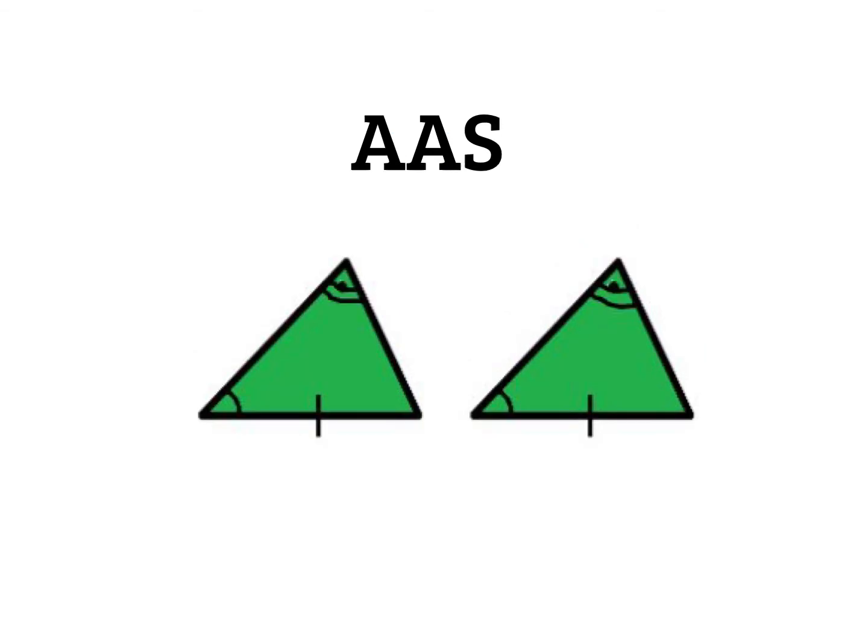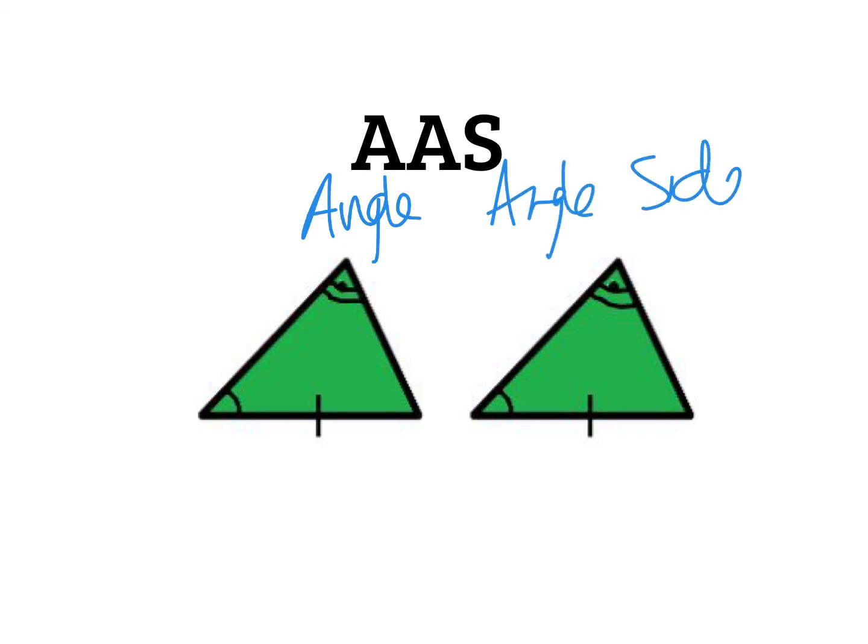This next one is called angle-angle-side. Notice how we're given 2 pair of angles that are adjacent to each other and 1 side that is on the left, or sorry, on the side of it. So here we have angle-angle-side.